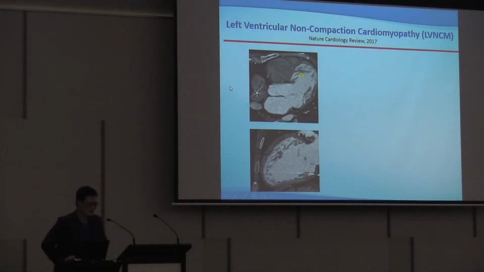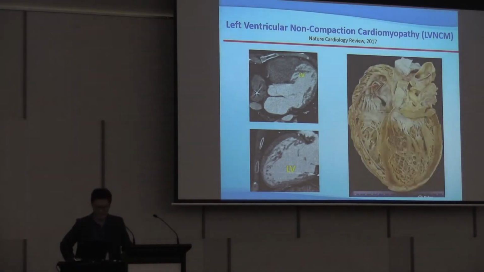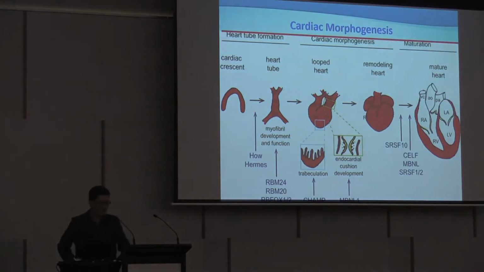Well, our research was inspired by this disease entity, left ventricular non-compaction cardiomyopathy. Yesterday, our incredible graduate student was talking about congenital heart disease. This is one of the disease entities whereby these non-compacted trabecular muscle ridges could give rise to cardiomyopathy, heart failure, and arrhythmogenic outcomes.